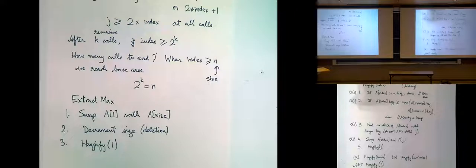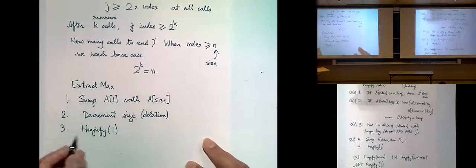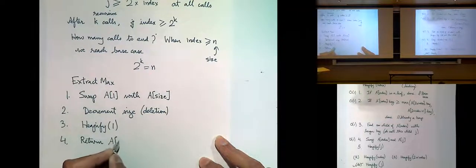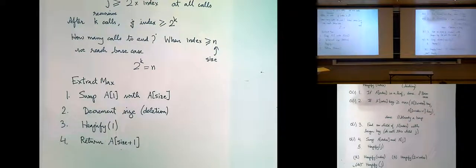It's a good question. So technically, you want access to the maximum. So you can see that you will have access to it at A[size] plus 1. So you could return the object over there. So you could decrement size, you could call heapify 1, and then you can return A[size plus 1].